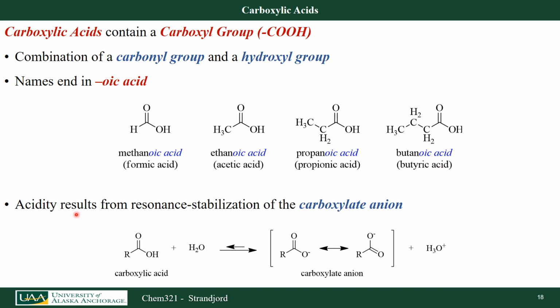Acidity from carboxylics results from the resonance stabilization of the carboxylate anion. So if I take any carboxylic acid and I throw it in water, there's a tendency for that hydrogen to be pulled off by the water because it's a little bit acidic. And once I draw my carboxylate anion, I notice that I can draw a resonance structure again, and that implies stability. If I have a stable anion, that implies that this is a moderately good acid.